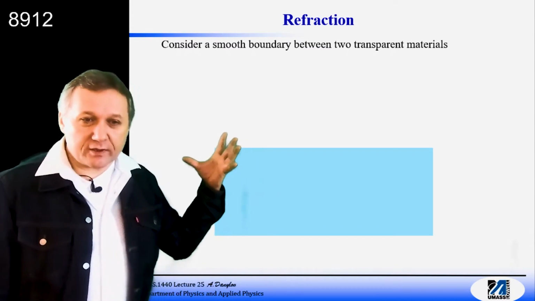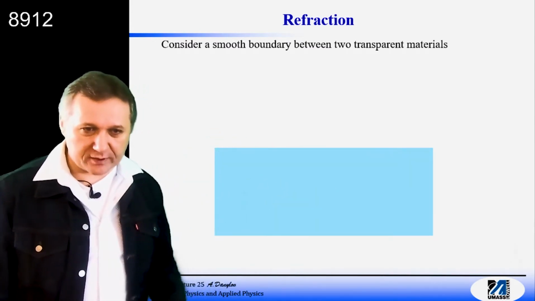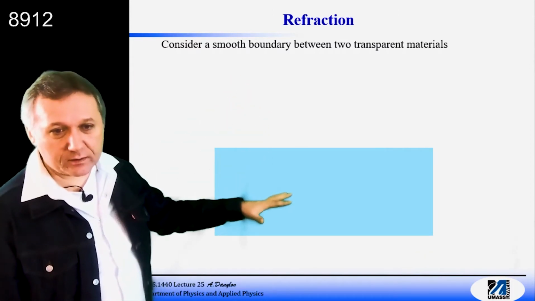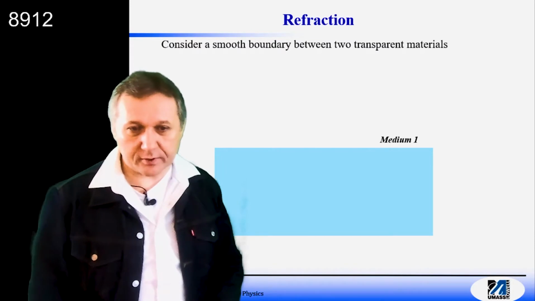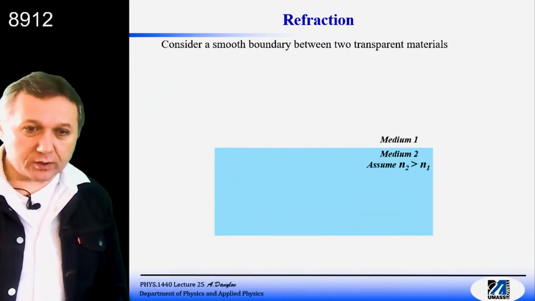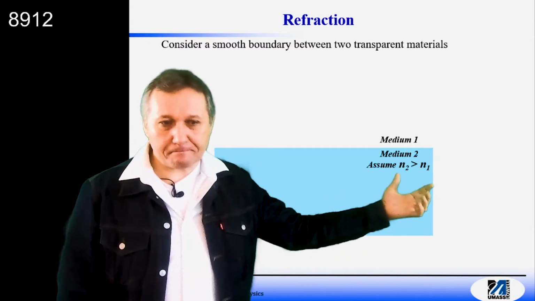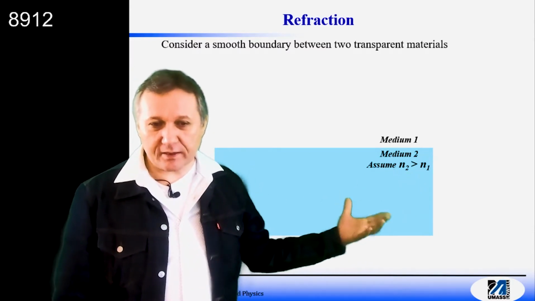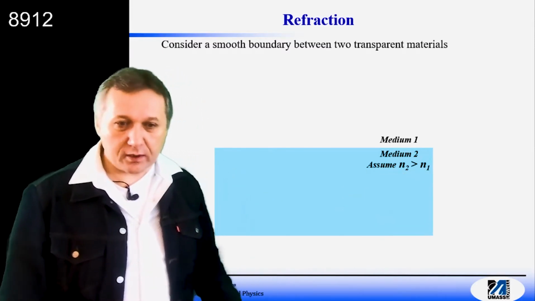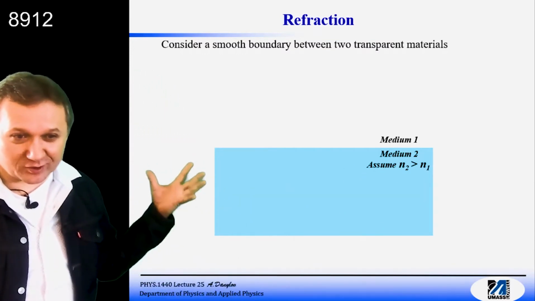Let's assume that there are two media and the surface between them is smooth. For example, it can be air over here, and maybe glass or water. Anyway, we can call them medium 1 and medium 2. And just for clarity, let's assume that the second medium is denser, so its index of refraction is larger than the index of refraction of the first medium.